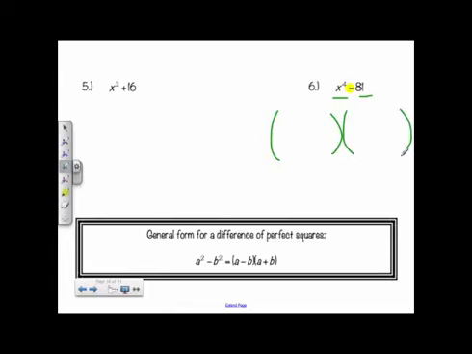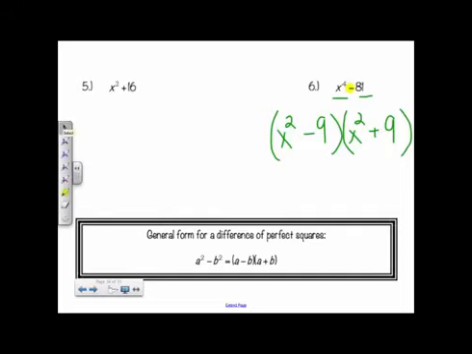So the square root of x to the fourth power we just discussed is going to be x to the second power. So that's what goes in the first part of each binomial. And then the square root of 81 is 9. So I get a 9 here and a 9 here. Now this is a minus 9. This is a plus 9. So that's what you get when you factor this.